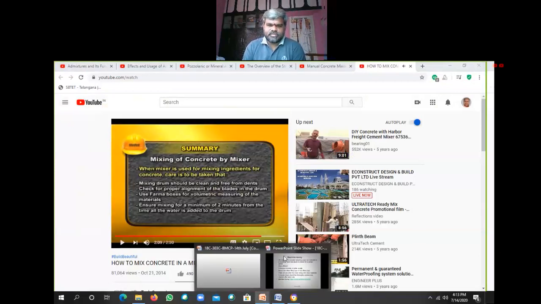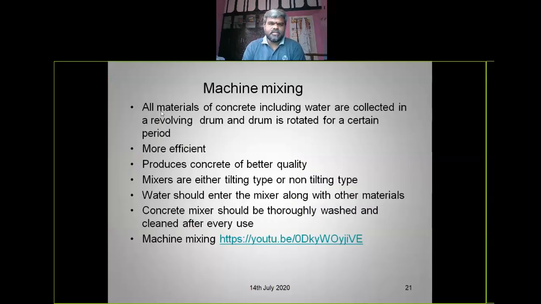Yeah, this is machine mixing. So all materials of concrete, including water, are collected in a revolving drum. Drum is rotated for a certain period, more efficient, produces concrete of better quality. Mixers are either tilting type or non-tilting type.